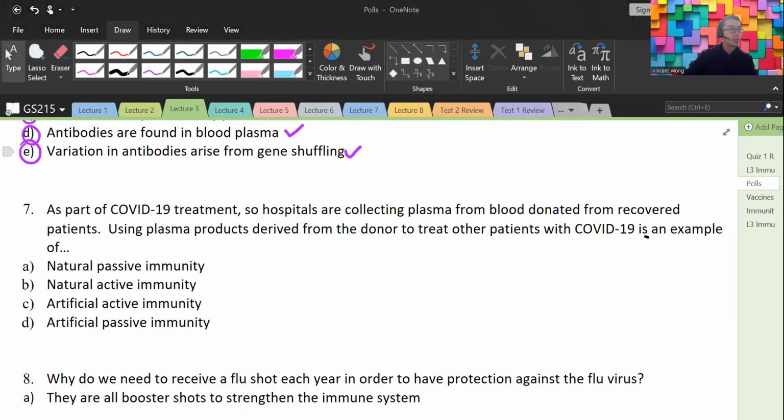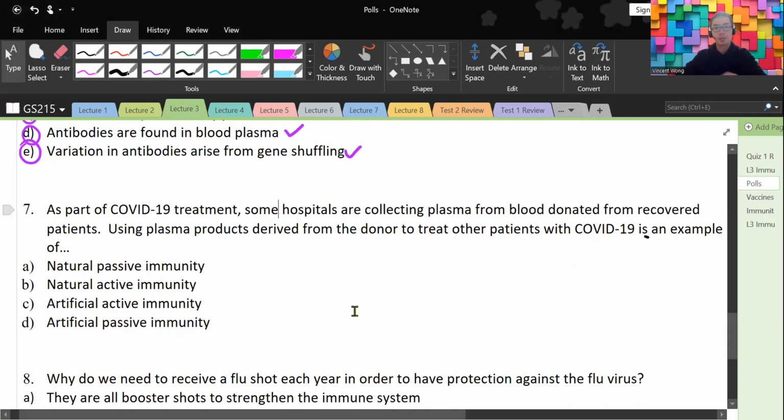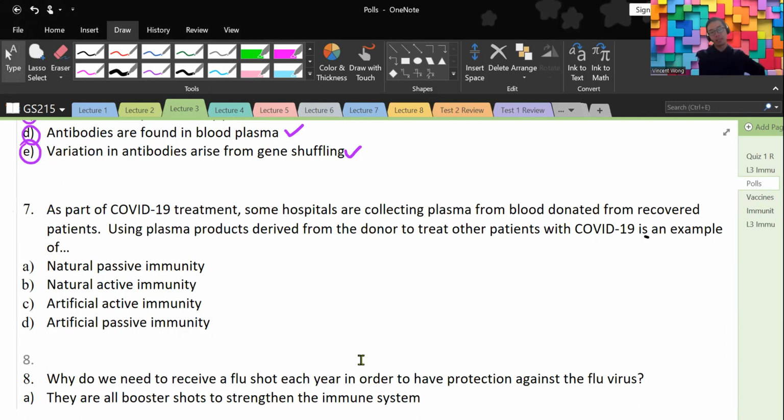Let's try another one here. Some hospitals, sorry. Of course, they don't do that anymore, but that was in the early days when people didn't know what to do. That's one of the things that some people tried.